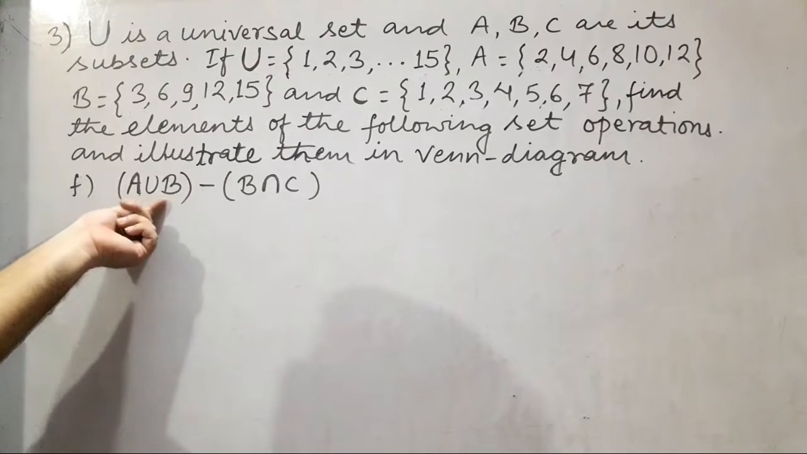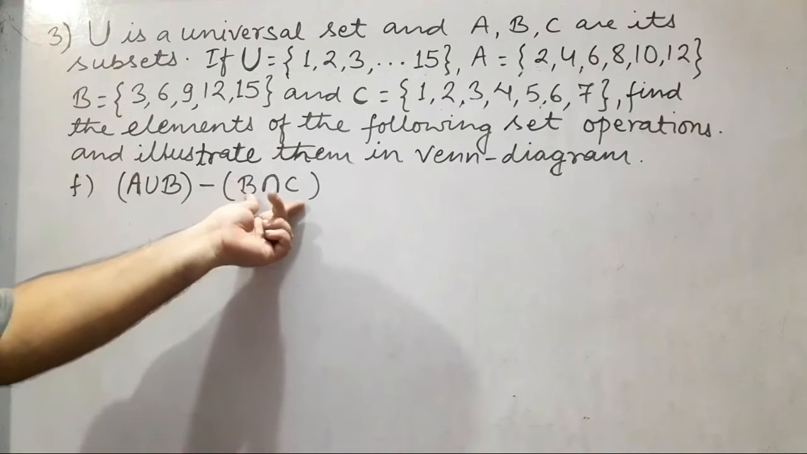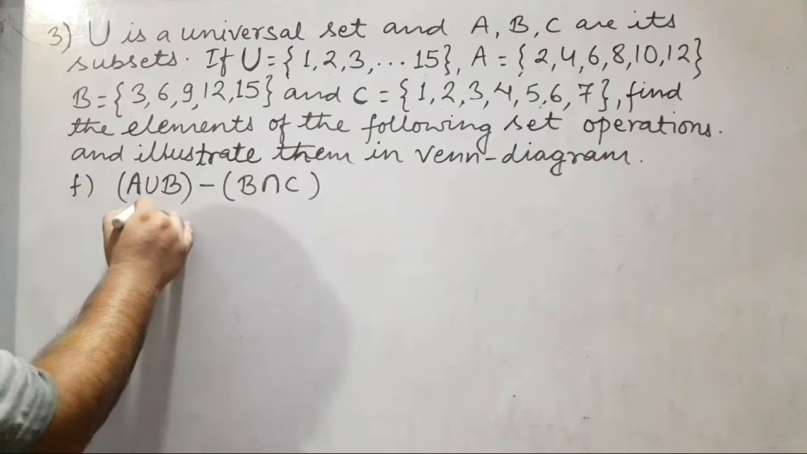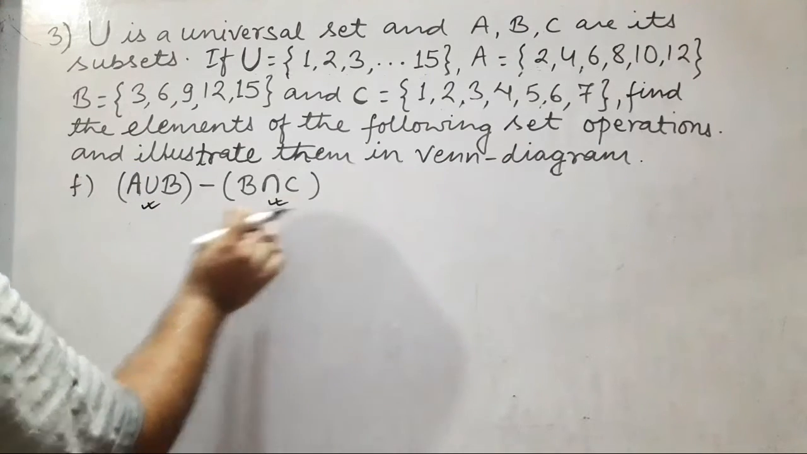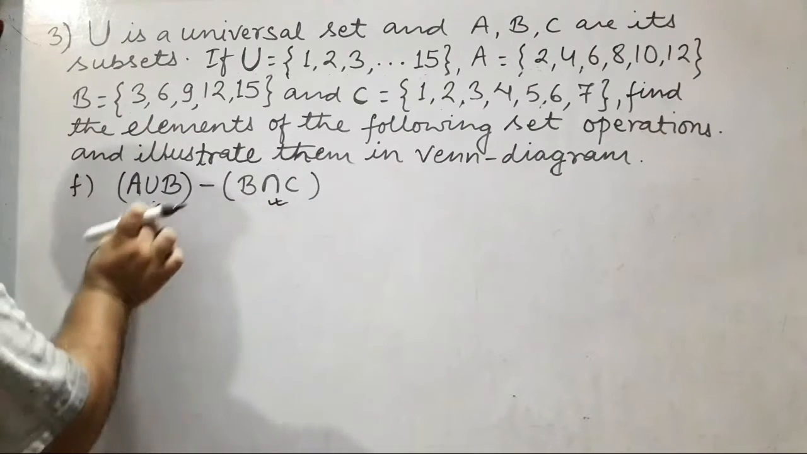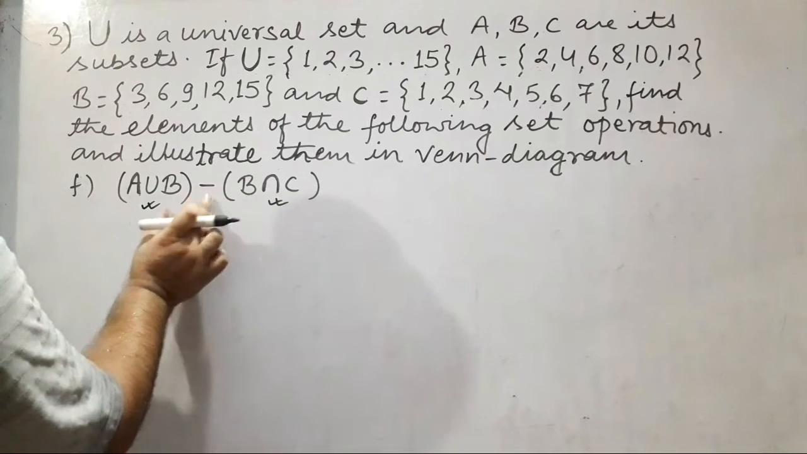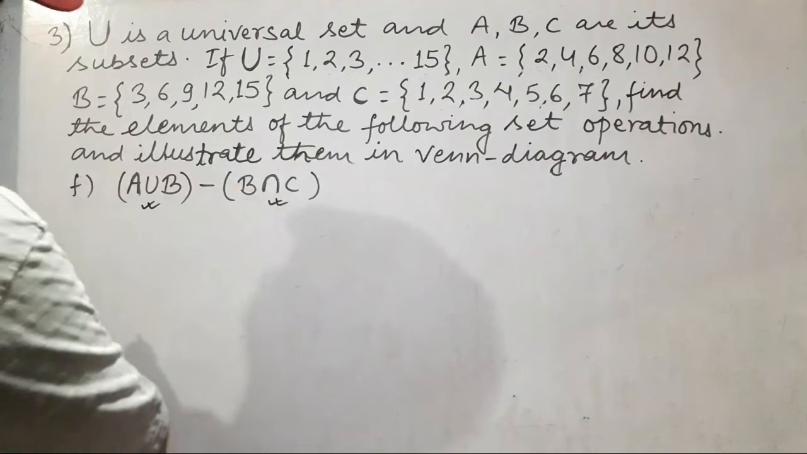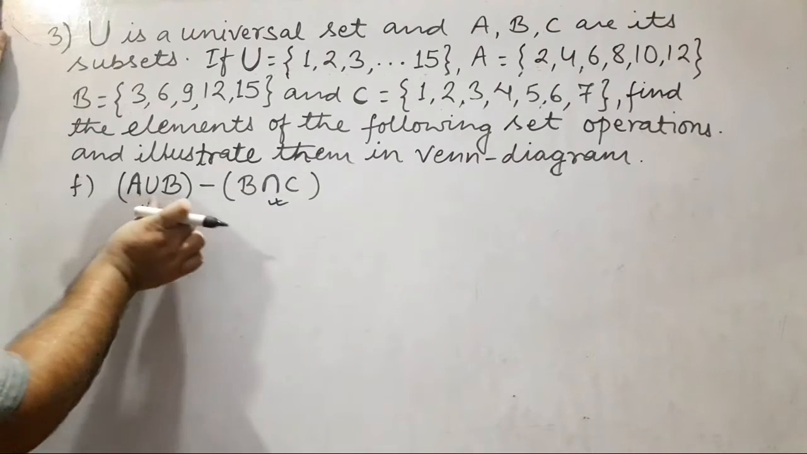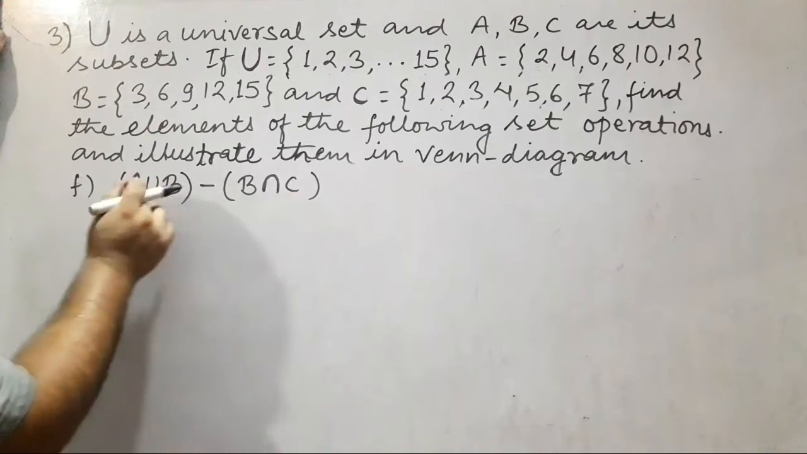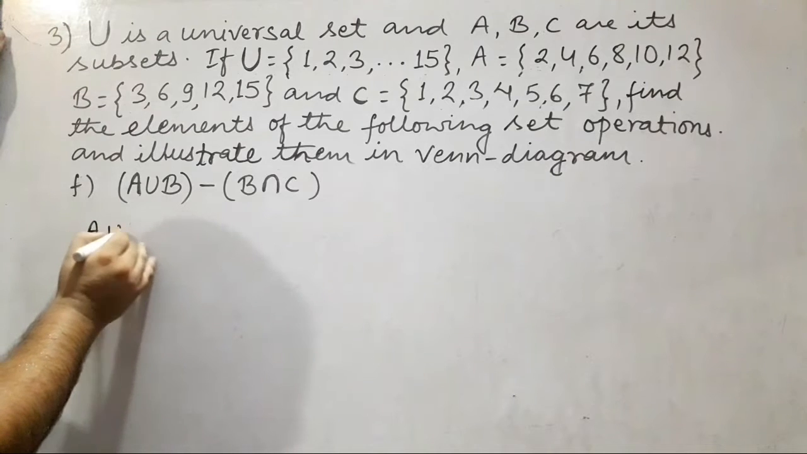Next, (A union B) minus (B intersection C). Now there are two operations given in the bracket. We shall do this one at first, then this one, and finally we shall do the difference of these sets and these sets. Okay, A union B.